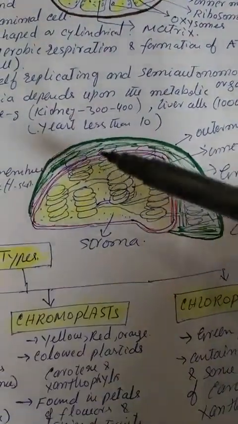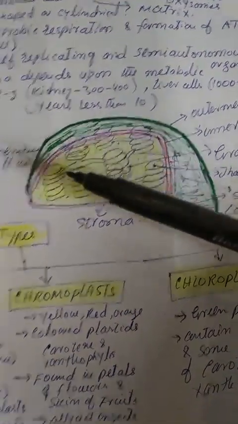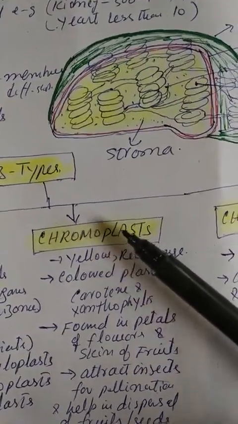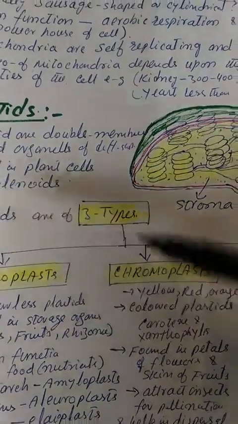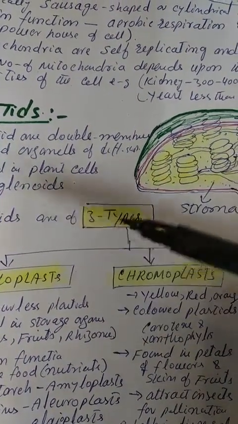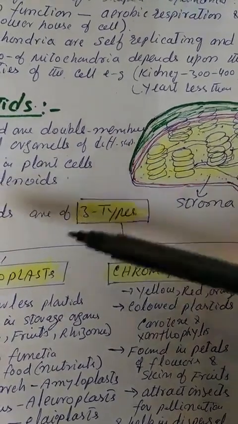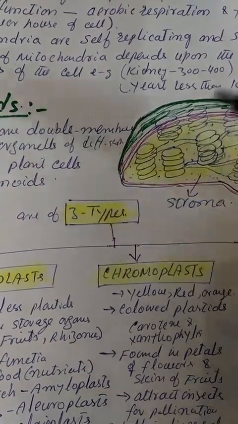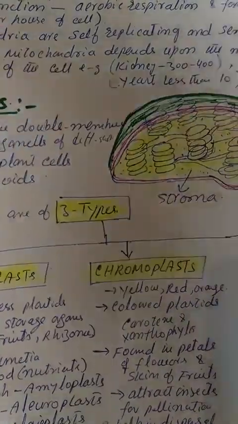Plastids are basically of three types. Number one is the leucoplast, number two is the chromoplast, and number three is the chloroplast. So far as leucoplasts are concerned, as the word suggests, they are the colorless plastids. They are usually found in storage organs like tubers, fruits, rhizomes, etc., that are mostly not exposed to sunlight.